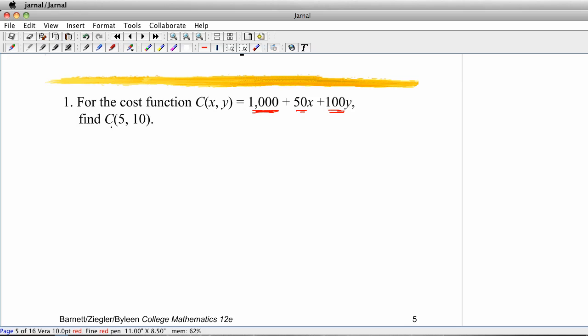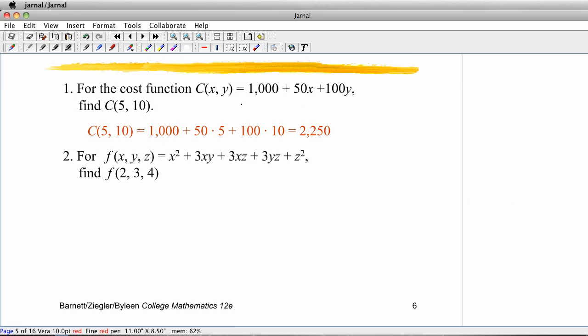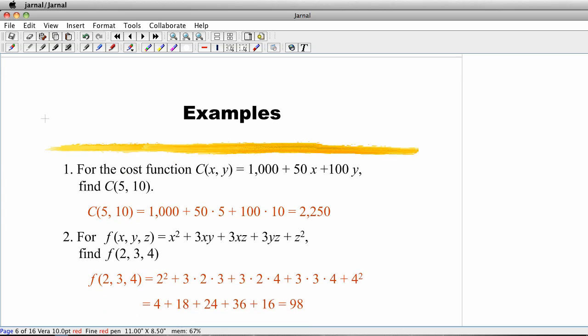The way we deal with function notation is exactly the same as we did before. When you see C of 5, 10, that means that the x is going to be 5 and the y is going to be 10, and you're just going to plug those numbers into the formula. So you see that taking our formula and plugging 5 for x and 10 for y would just give us a number here, and so that would be our cost associated with making 5 of object 1 and 10 of object 2. And then if the function has more variables in it, then you just extend the idea. So there's really nothing about this that's different than we do with functions with one variable. It just allows us to model more realistic things.